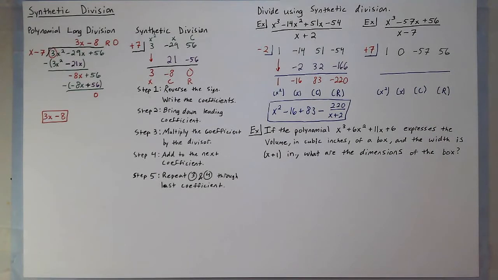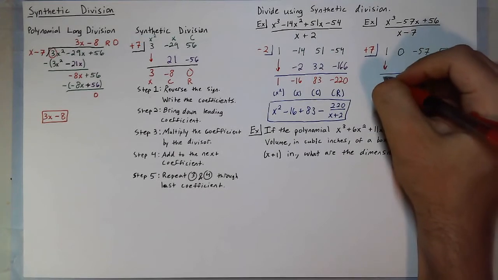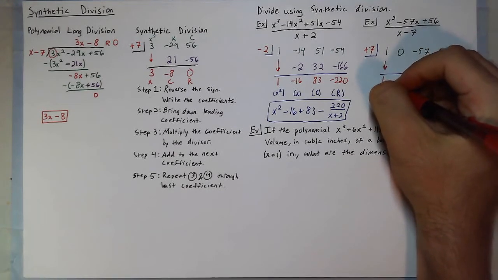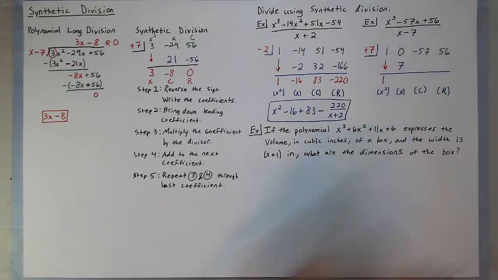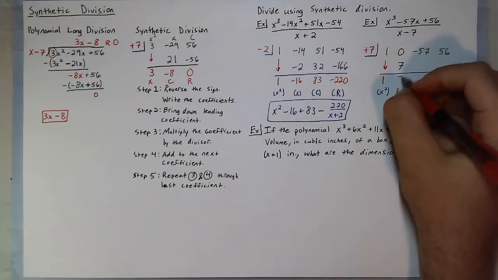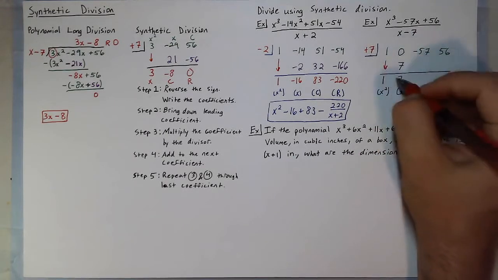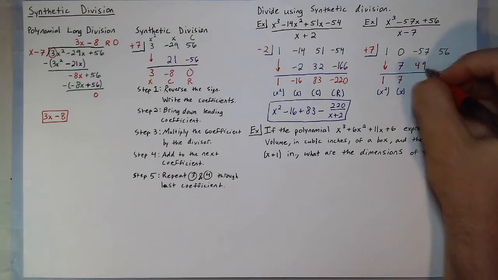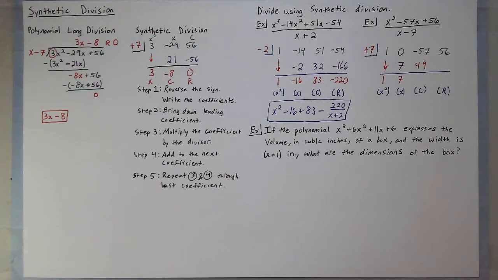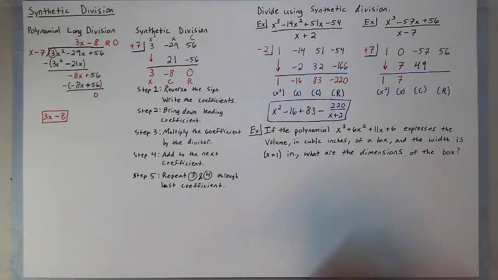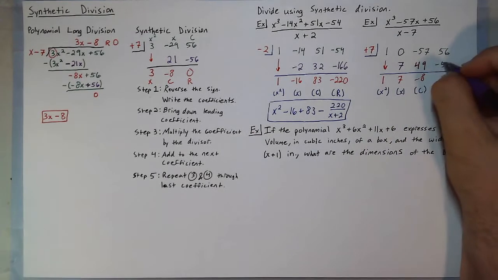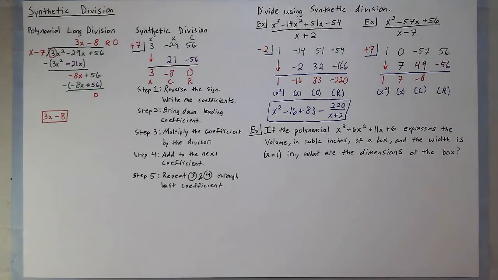So, first step, bring down the leading coefficient. So 1. Then 7 times 1 is 7. 0 plus 7 is 7. Then I'll multiply that coefficient by 7, which gives me 49. Negative 57 plus 49 is negative 8. 7 times negative 8 is negative 56. And then 56 plus negative 56 is 0.